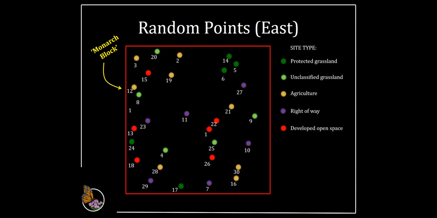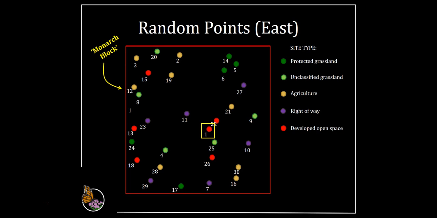Each color represents a different land use type, or what's called a site type in the IMMP. Lower numbers indicate a higher priority. Again, this is by random chance. Thus, if you wanted to select the highest priority site in this Monarch block, you would select point number 1. This is a developed open space.